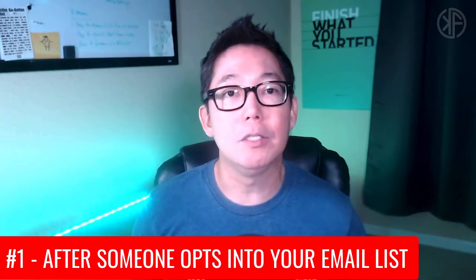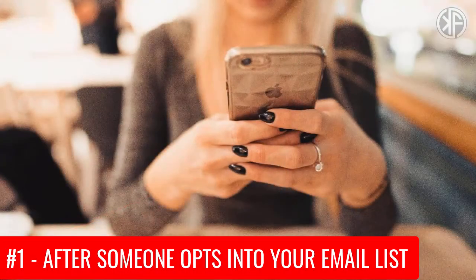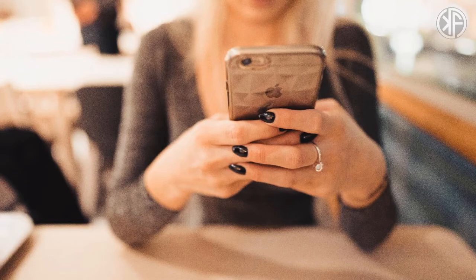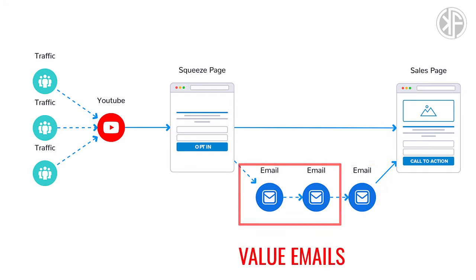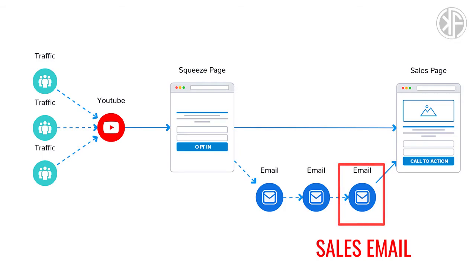So when someone opts into your email list, it's important to follow up with an automated series of emails to build additional rapport with them and to connect the product's benefits to the problem they wish to solve. But what does it look like? Well, it can be as simple or as complex as you want it to be. Here's a simple follow-up sequence that includes 2 value emails and 1 sales email, but you can go as complex as you want. But the point is that your value emails need to be about just that, value.